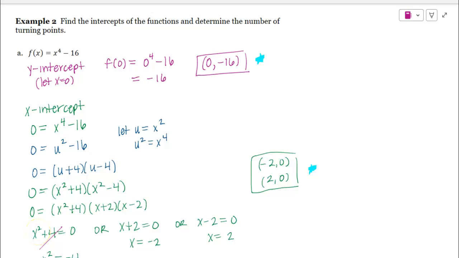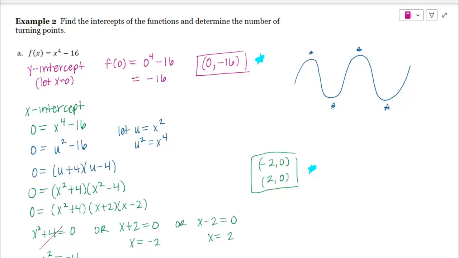I forgot in these examples to talk about the number of turning points. The number of turning points has to do with when we look at the final graph of something, how many times the graph turns back around on itself, like this. So this would be a turning point here, and this would, and this would, and this would, every time that it sort of changes direction.